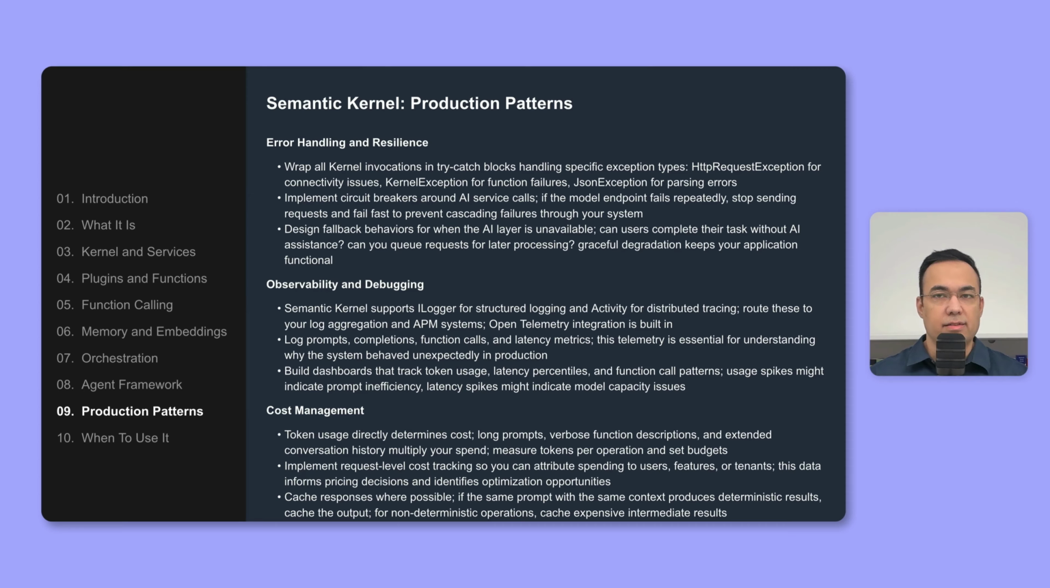For error handling and resilience, you should wrap all kernel invocations in try-catch blocks that handle specific exception types. HttpRequestException, for example, indicates connectivity issues with your AI service. An exception like KernelException indicates function execution failures. An exception like JsonException indicates response parsing errors. Handling all these separately allows you to respond appropriately to each failure mode.